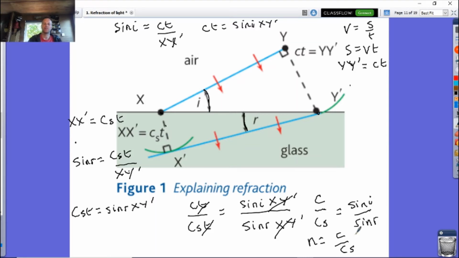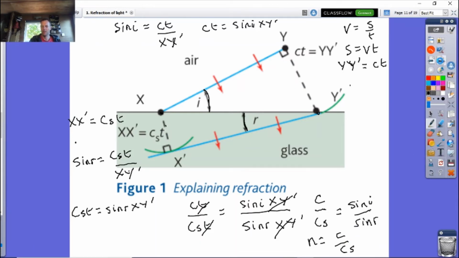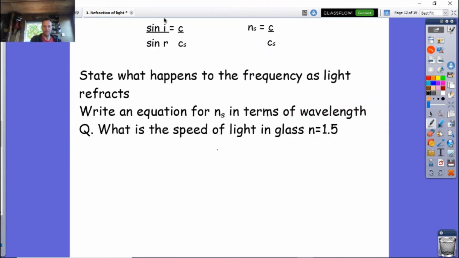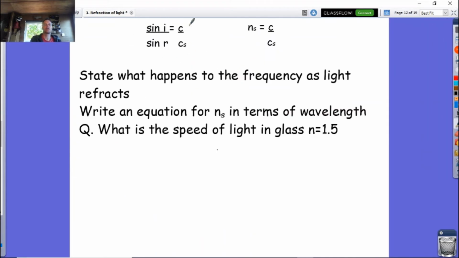And that means the refractive index is the ratio of the speed of the light in the air compared to the speed of the light in that substance. Therefore, what they've got in your book is sine i over sine r equals C over CS, and then you've got your N s equals C over CS. And that's going to be the refractive index for that substance, glass, whatever you've got.